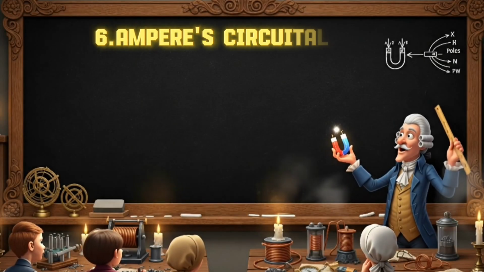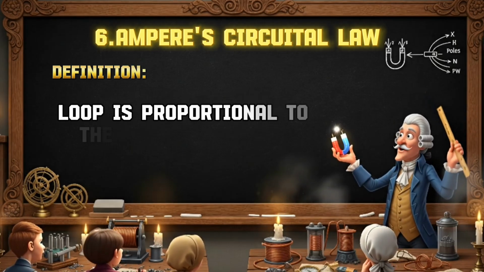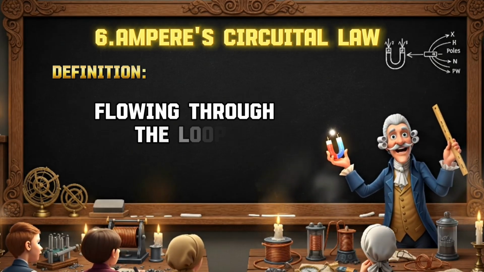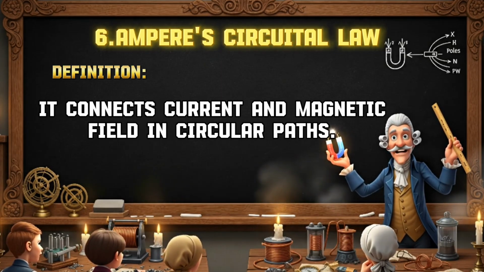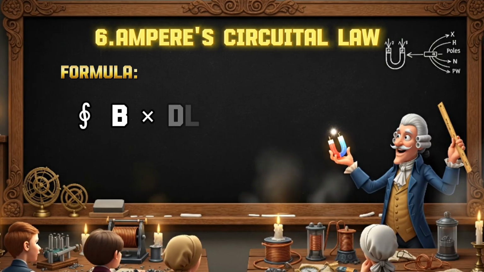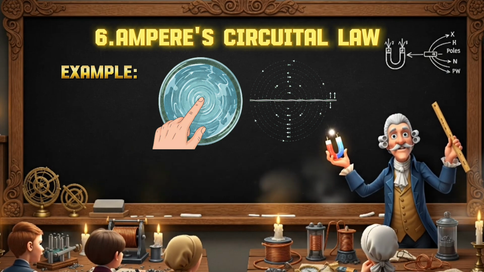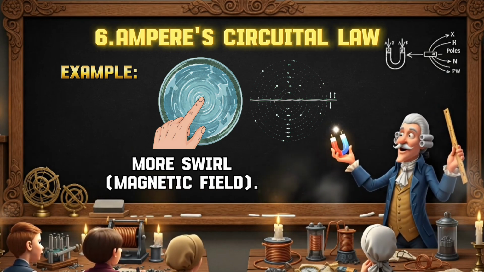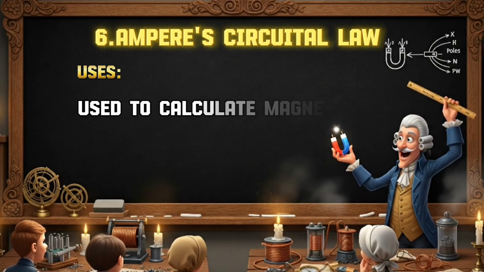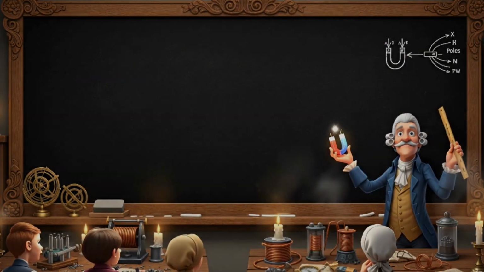Ampere's circuital law. Definition. The magnetic field around a closed loop is proportional to the electric current flowing through the loop. It connects current and magnetic field in circular paths. Formula. Contour integral B times dl equals mu times I. Example. Like swirling water around your finger, more current, your finger speed, more swirl, magnetic field. Uses. Used to calculate magnetic fields in wires, solenoids, and coils.